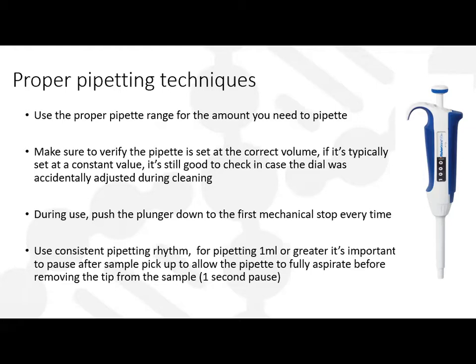During use, you want to push the plunger down to that first mechanical stop every time. Don't go all the way down. Just make sure you hit that first stop. It's also a good idea to use a consistent pipetting rhythm. For pipetting large volumes like 1 mil or greater, it's important to pause after you have the sample pickup, just to allow the pipette to fully aspirate the sample before you remove the tip. Just like a 1 second pause is good enough. That way it takes the time needed to draw up that larger volume, and you're not taking the pipette out and then it would aspirate air for the rest of the sample. Okay.